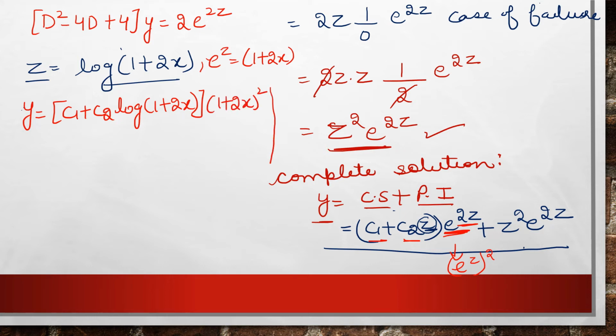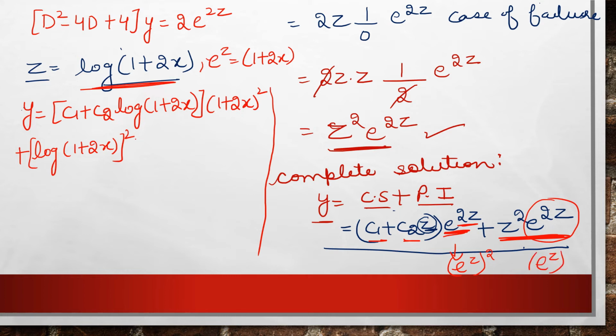Now next come to this. What is z square? Z is this one, so you will get plus (log(1 plus 2x)) whole square. And what is e power 2z? Again, this can be written as (e power z) whole square, so this will be (1 plus 2x) whole square. So this is the final answer for the given Legendre's linear differential equation.